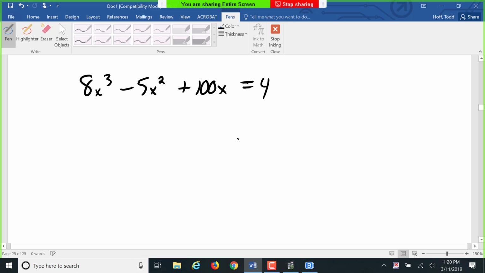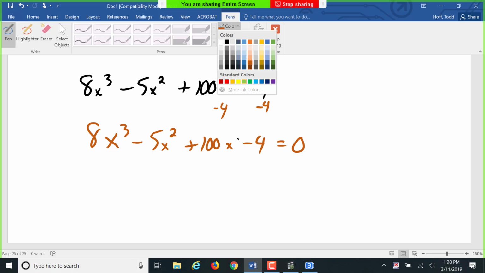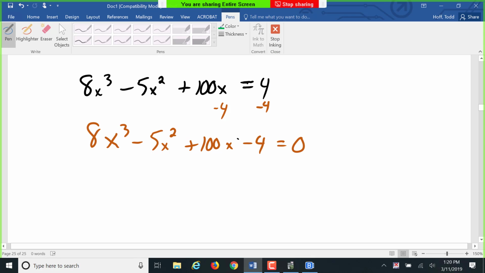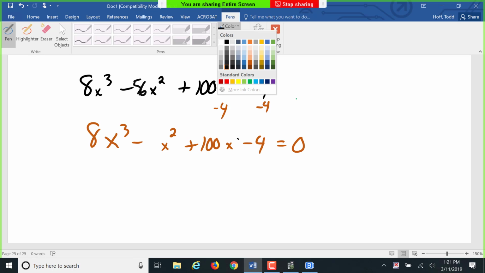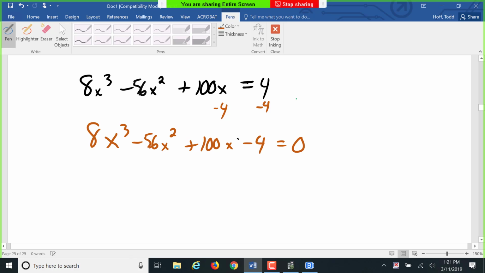So looking at this one here, we can get this equal to 0 by subtracting 4. 8x to the third minus 5x squared plus 100x minus 4 equals 0. I'm thinking I did something wrong here. I don't see any way this one's going to work out. Oh, that's why. I wrote it down wrong. 56x squared. That makes a big difference.